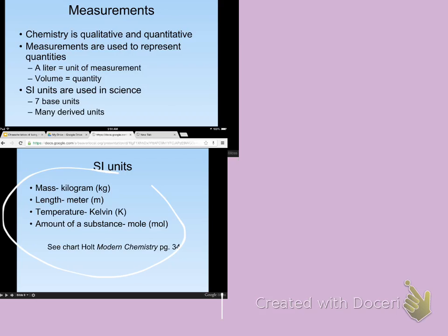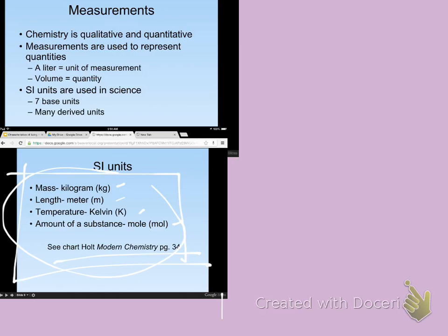So the SI official unit for mass, this is the one that really gets everybody, is the kilogram. It's not the gram. It's the kilogram. Because grams are just too tiny, they're too awkward, so we don't use them. But we do use meters for length, we use degrees Kelvin for temperature, and we use moles for amount of a substance. These are the 4 you're going to use all the time, and they're the 4 that you'll be responsible for.